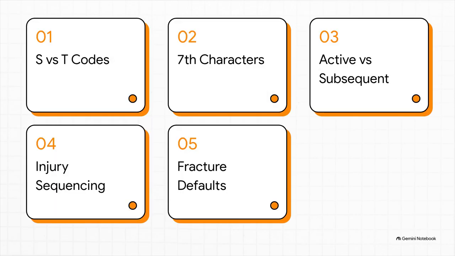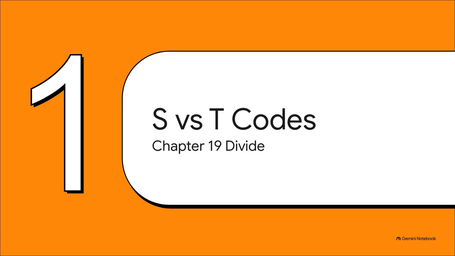All right, let's take a quick look at today's syllabus. We'll start with Chapter 19, S versus T codes, then move on to decoding seventh character extensions, active versus subsequent care, multiple injury sequencing laws, and finally, fracture defaults and the Castillo classification. Let's kick things off with Section 1, Chapter 19, S versus T codes.